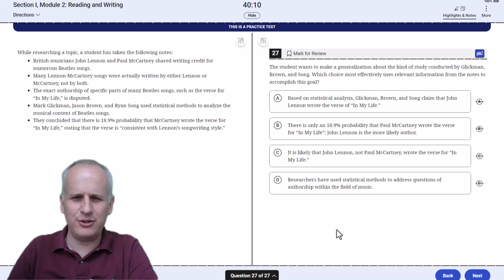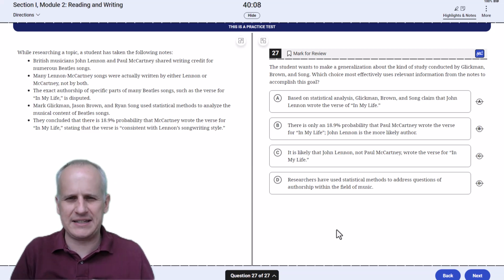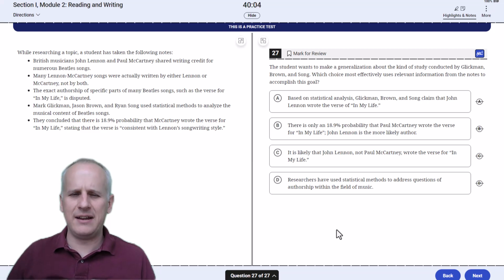And what this is going to do is allow you to get through the things that tend to take less time within a reading and writing module, and then spend more time and not feel rushed as you're going through those longer paragraph passages in the middle. So that's what we're going to do here.